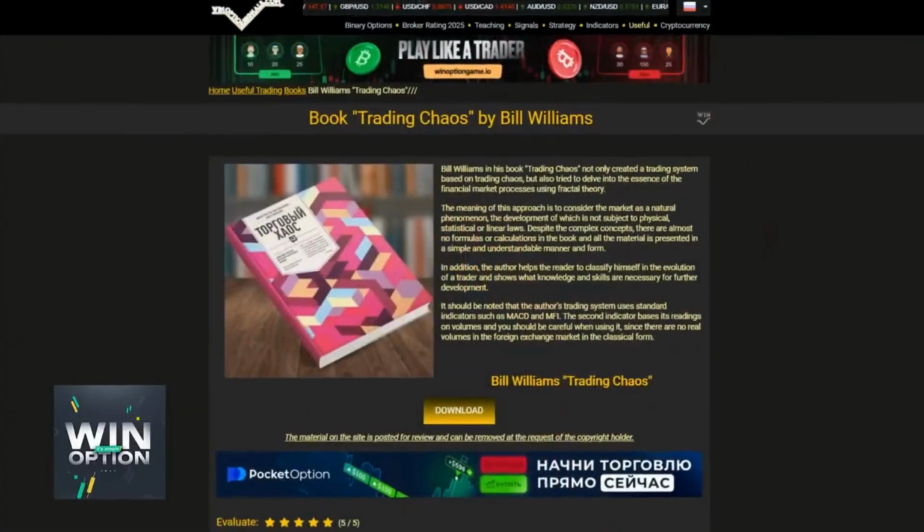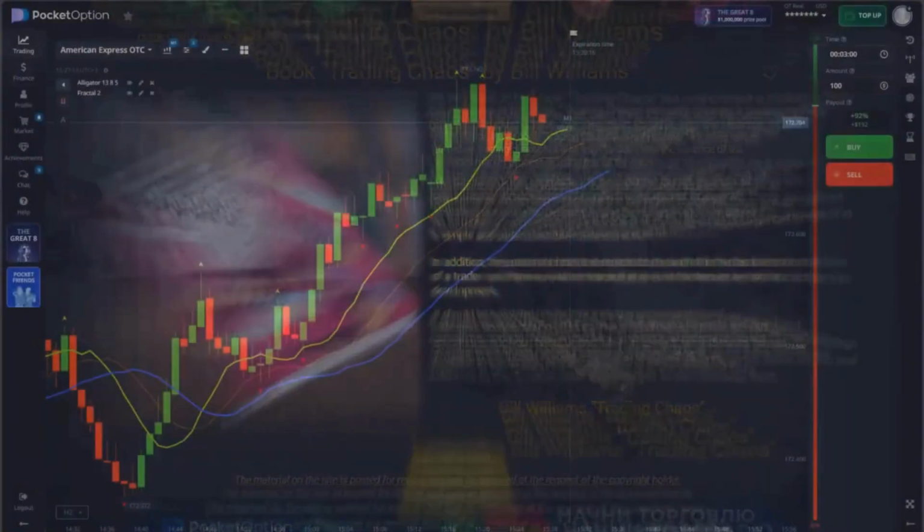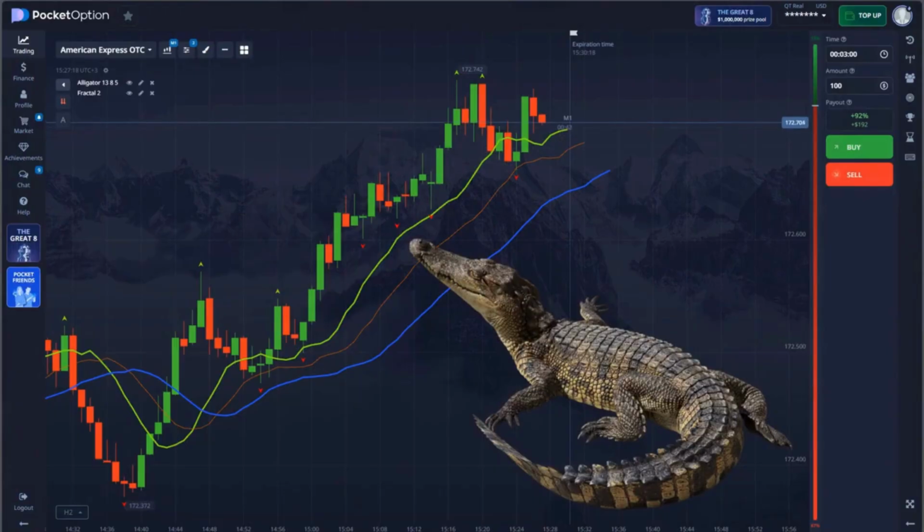It is thanks to this book that alligator indicators and fractals appeared on the screens of traders' monitors all over the world. In this video review, we will tell you how you can use self-similarity structures in a new way in trading, creating a real harvester of profits on the binary options market.